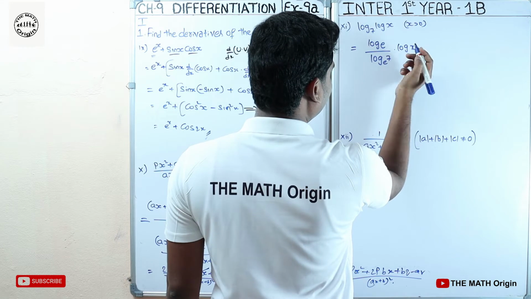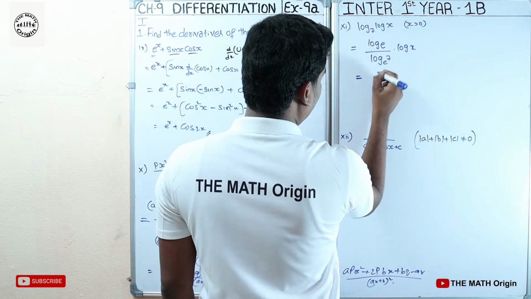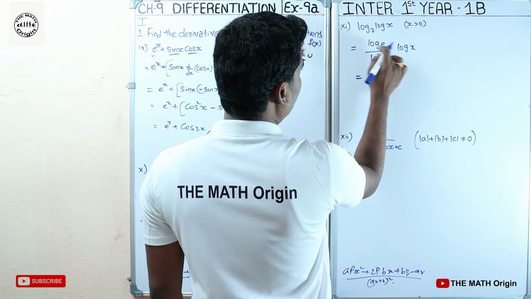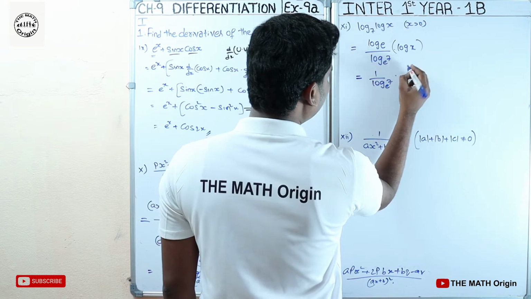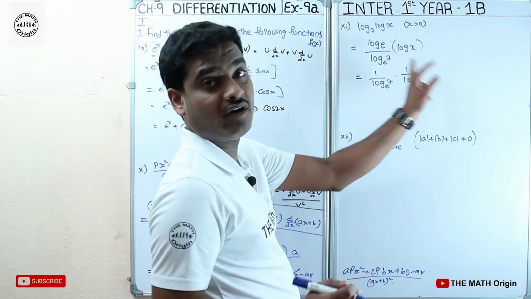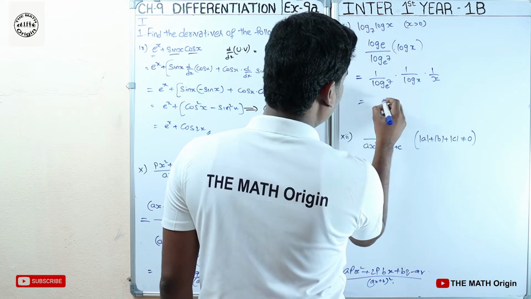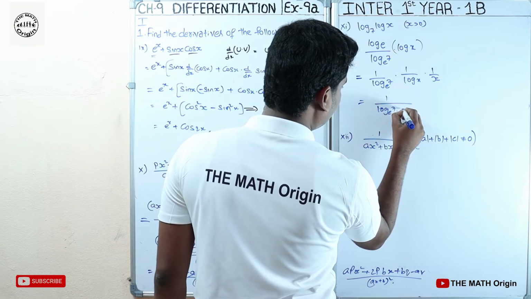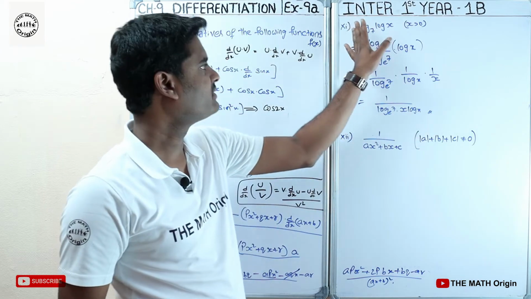So now let's derive it. This is 1 by log e power 7 log x. Now let's take it as log x. The derivative of log x is 1 by x, and the internal derivative of log x is 1 by x. Therefore this can be written as 1 by log e power 7 into x log x. With this we completed the 11th bit.